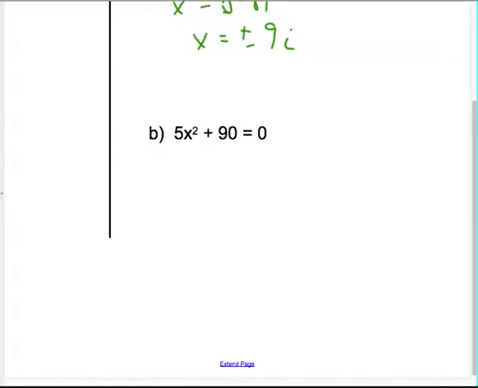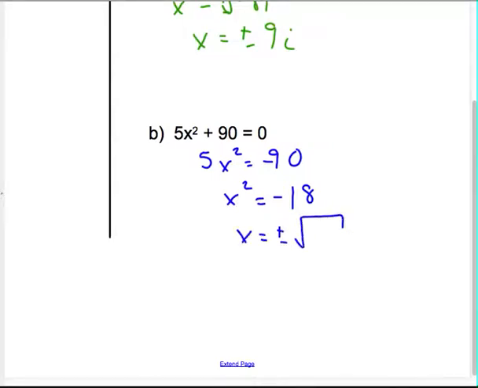For our second example, I've got 5x squared plus 90 equals 0, so I'm going to solve this by undoing, subtracting 90 from both sides, so I get negative 90, and dividing both sides by 5. So we get x squared equals negative 18, and then when I take the square root of both sides, I get positive or negative square root of negative 18.